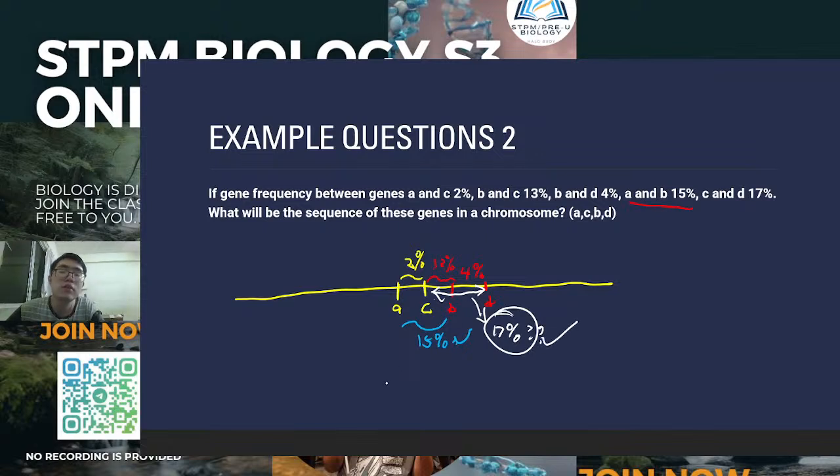So the final answer is A, C, B, D. A, C, B, D, or you want to write D, B, C, A, also correct. Both answers are acceptable lah. You can reverse the answer also. So A, C, B, D or D, B, C, A are the correct answer. So actually it is very easy.